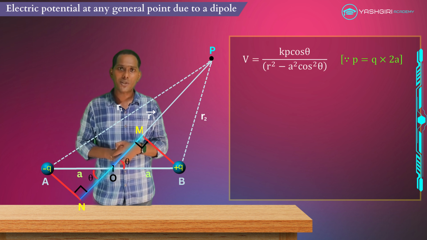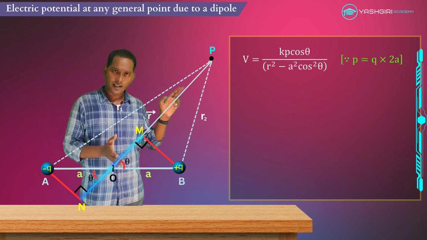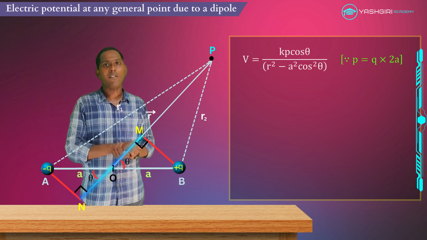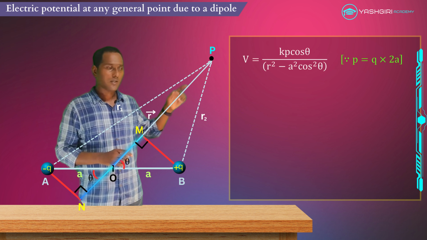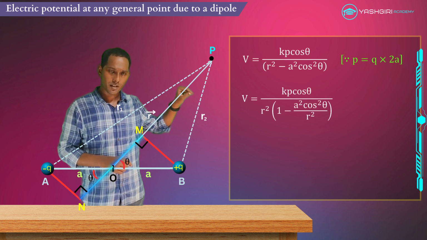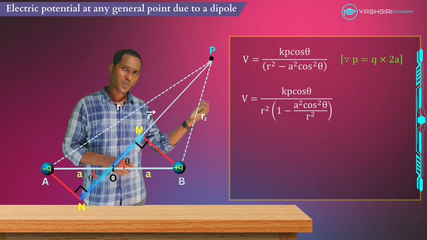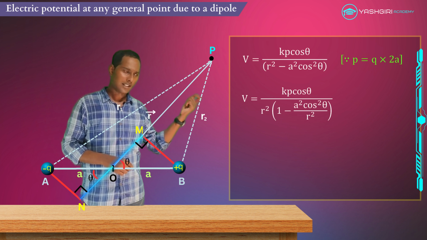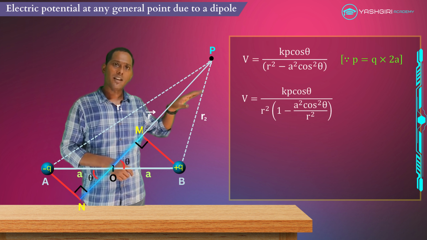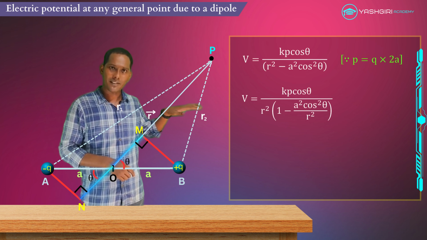Now if you just see, students, if I say this r is much greater compared to this a value, I can rewrite this equation as K p cos theta divided by, if I take this r square common out, r square in a bracket 1 minus a square cos square theta by r square. So this is again the same thing, right?